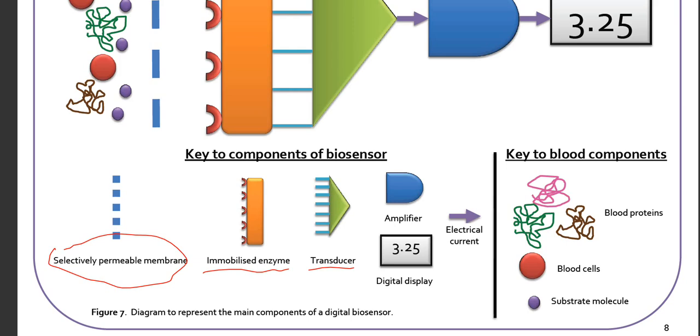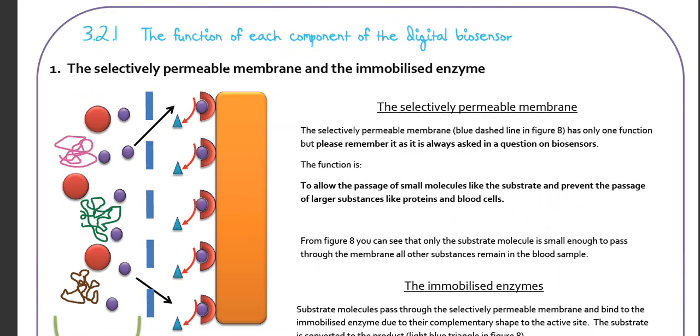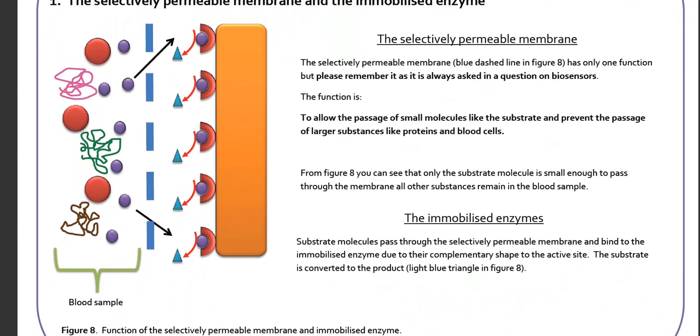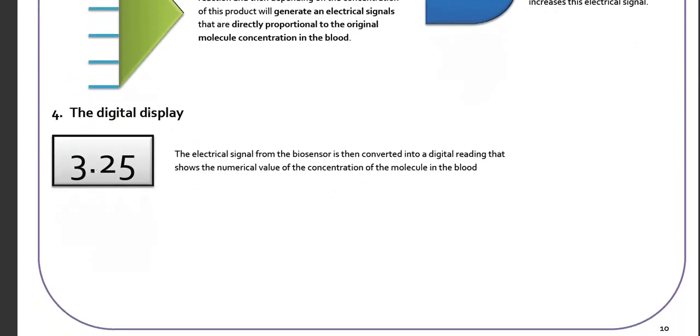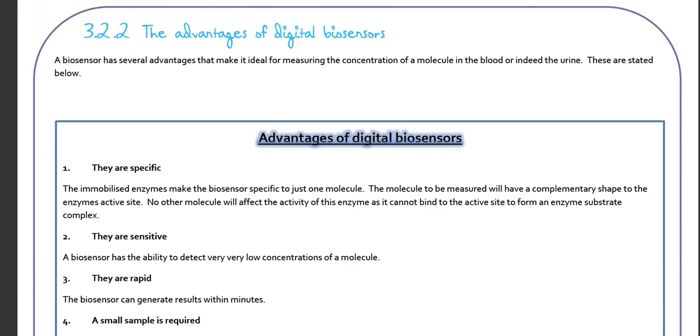So that's the general features of a biosensor there. Later on then I talk about the functions of each of these components. Remember that the selectively permeable membrane only allows the substrate to enter the biosensor. It prevents large molecules like blood cells and large proteins from entering. So that's the function in there of the biosensor. Which is all listed in these notes.